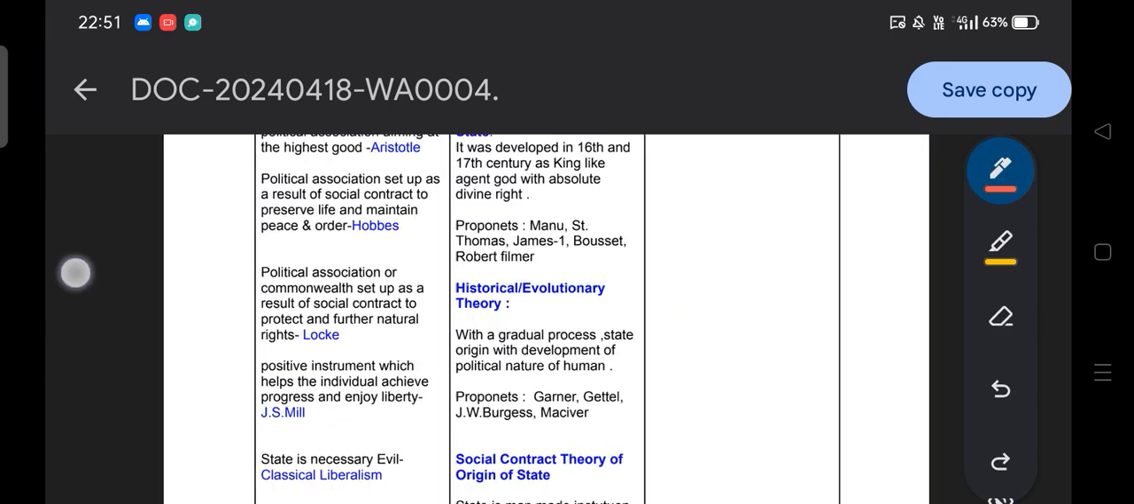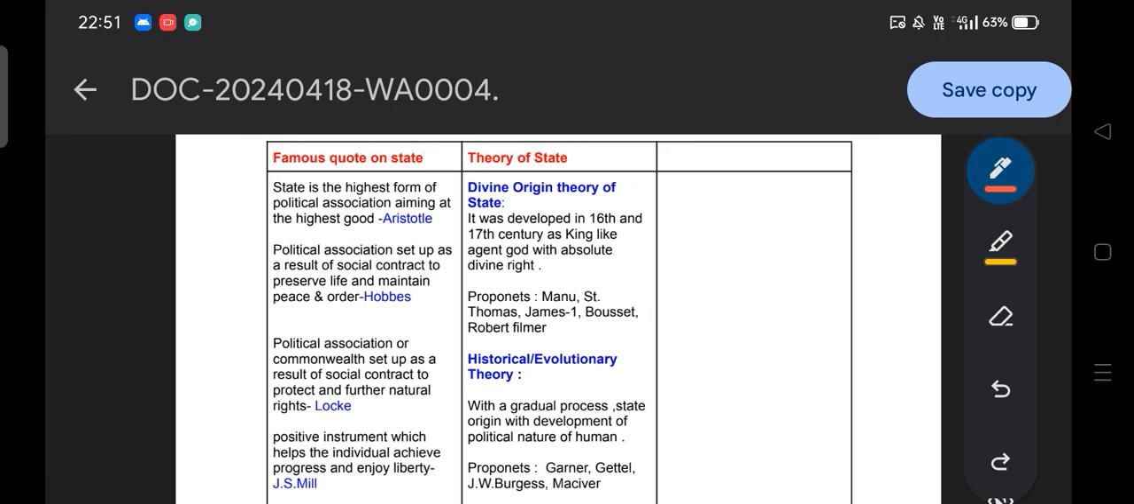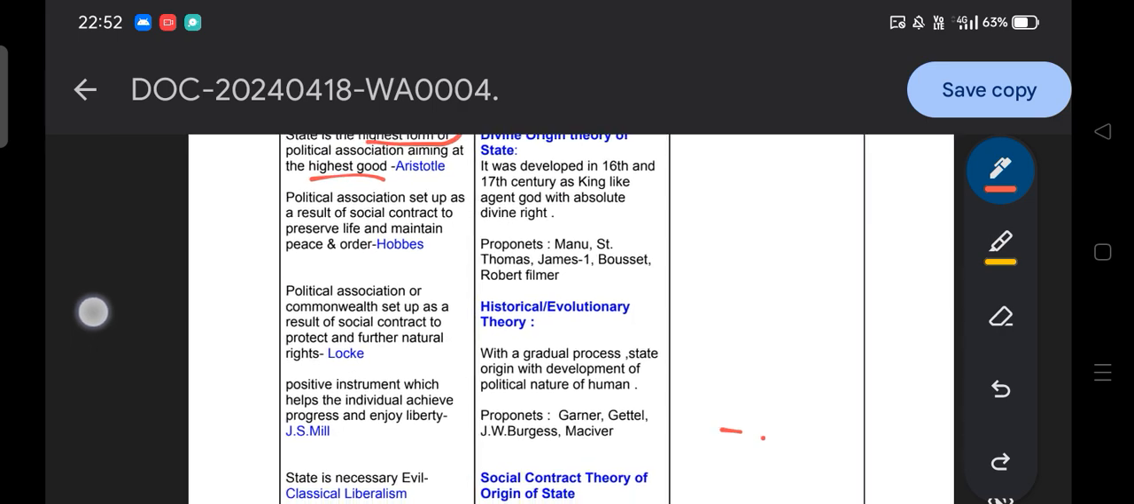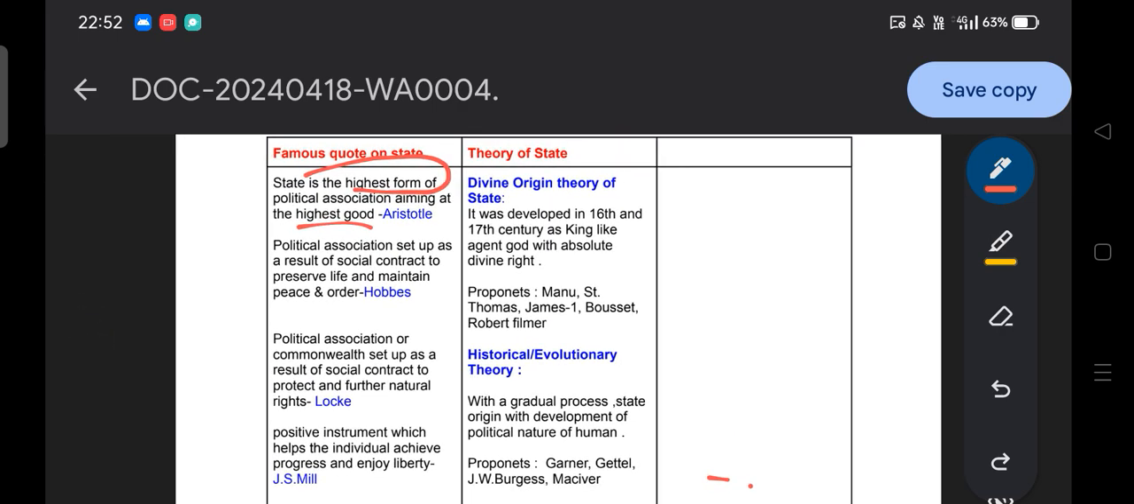You will ask, sir, there are a lot of statements, how can one remember them? There is a trick to remember that. For example, Aristotle: highest form of political association. The keyword is highest. Highest good, highest form of political association, the key term. If you see that, you go for Aristotle, because Aristotle believes that the state is the highest form of association.